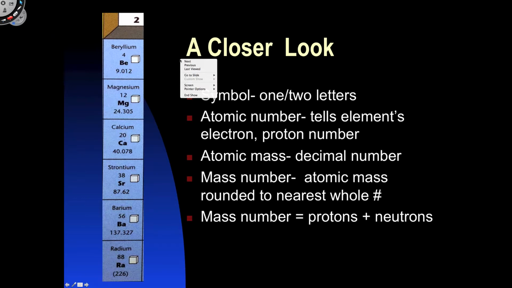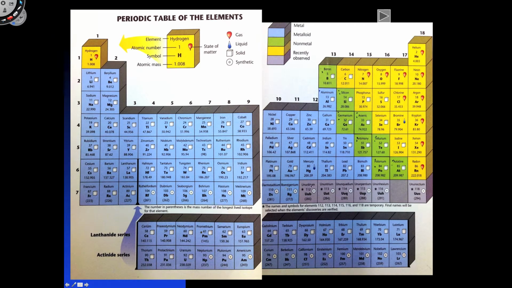So let's go back and look at our original slide. These down here, you have ununbium. Well, ununbium is a temporary name for element 112. And this book was copyrighted in 2008. Since that time, this element now has an official name, copernicium. I think it's Cp, the symbol.